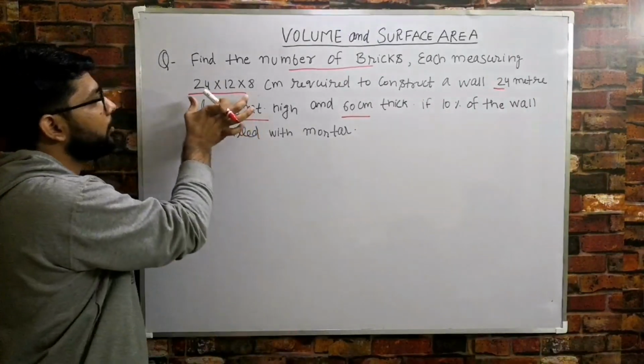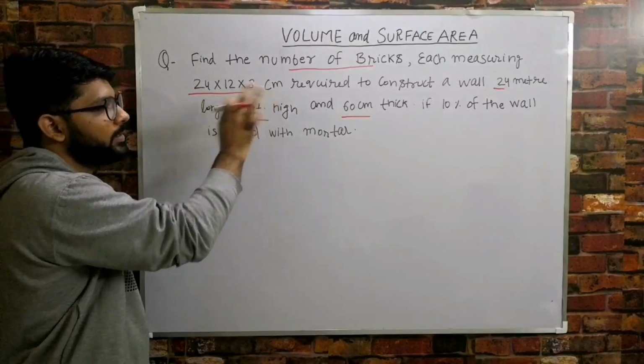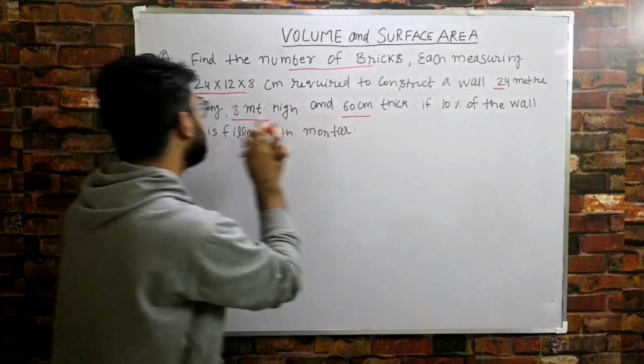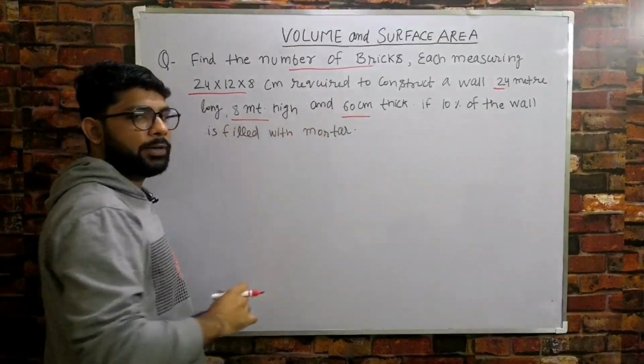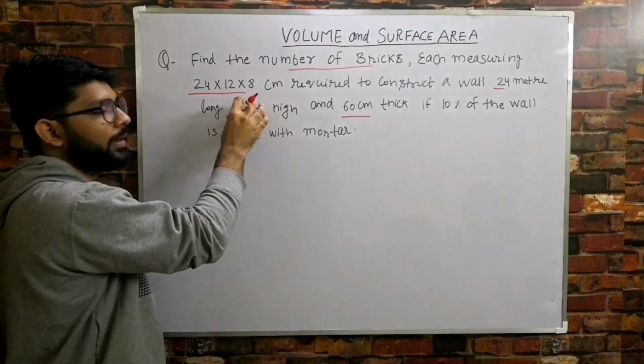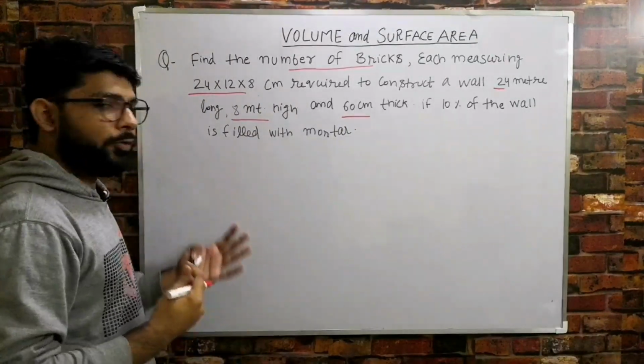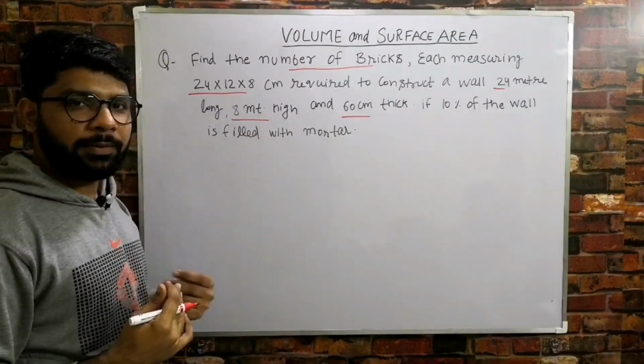Here the measurement of the bricks is given as 24 into 12 into 8 in centimeter, but the measurement of the wall is given as 24 meter, 8 meter and 60 centimeter. So we have to convert these meter quantities into centimeter. We have to find out the number of bricks that can be used to make this 90% wall.